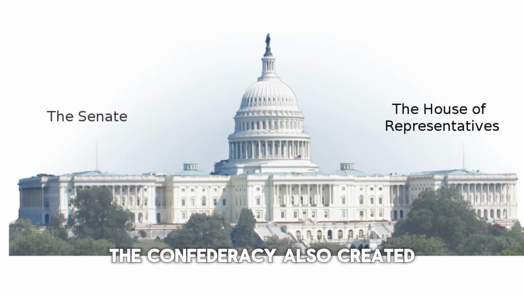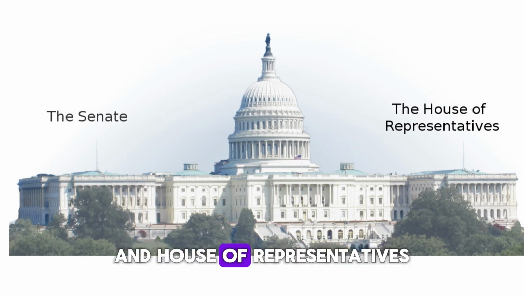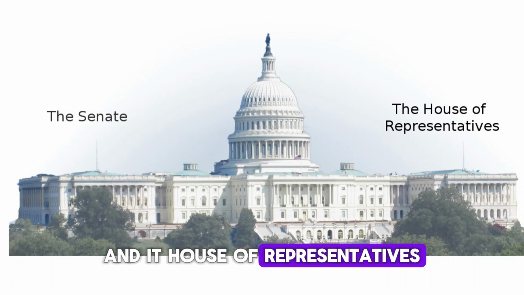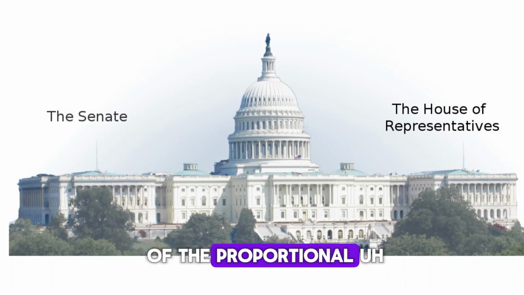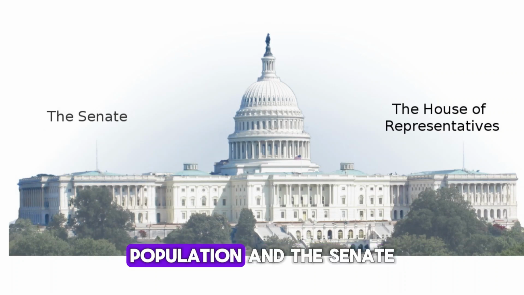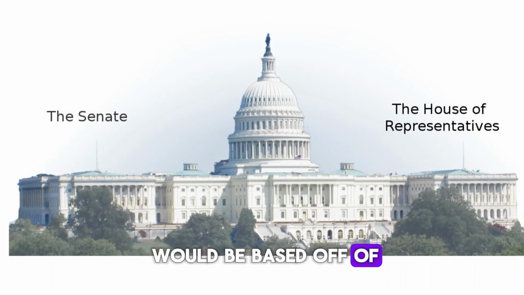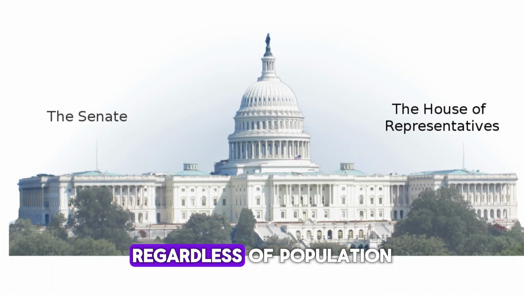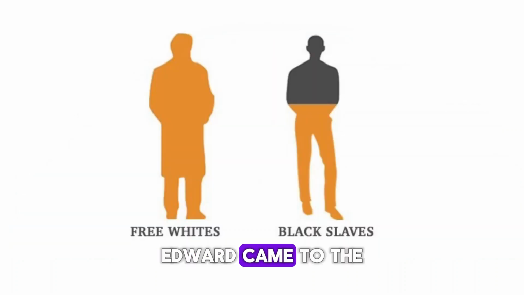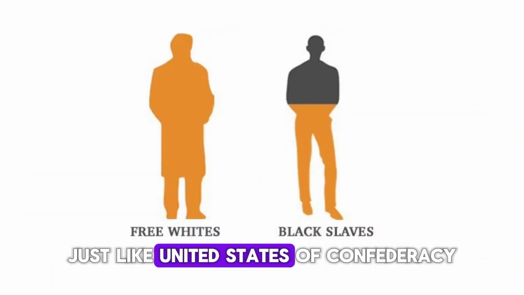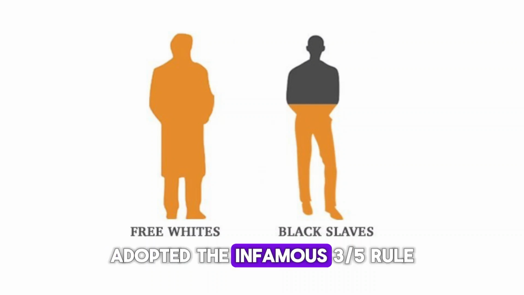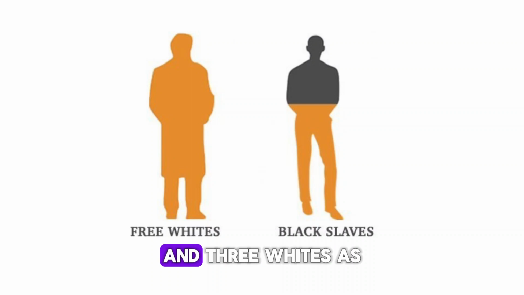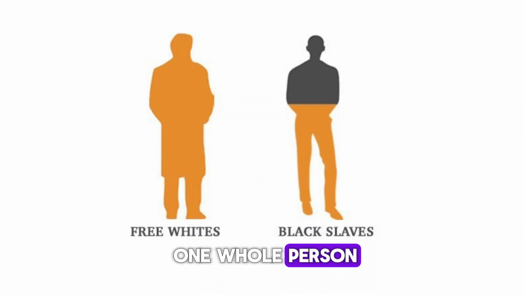The Confederacy also created a Senate and House of Representatives, just like the United States did. The House of Representatives would be based off of the proportional population, and the Senate would have equal representation from each state, regardless of population. And when it came to the House of Representatives, just like the United States, the Confederacy adopted the infamous 3/5 rule, which counted slaves as 3/5 of a person and free whites as one whole person.